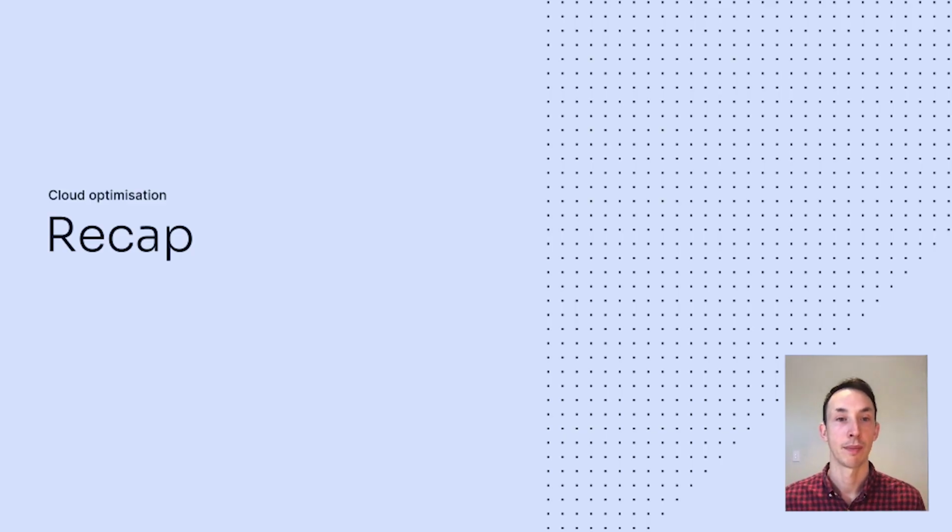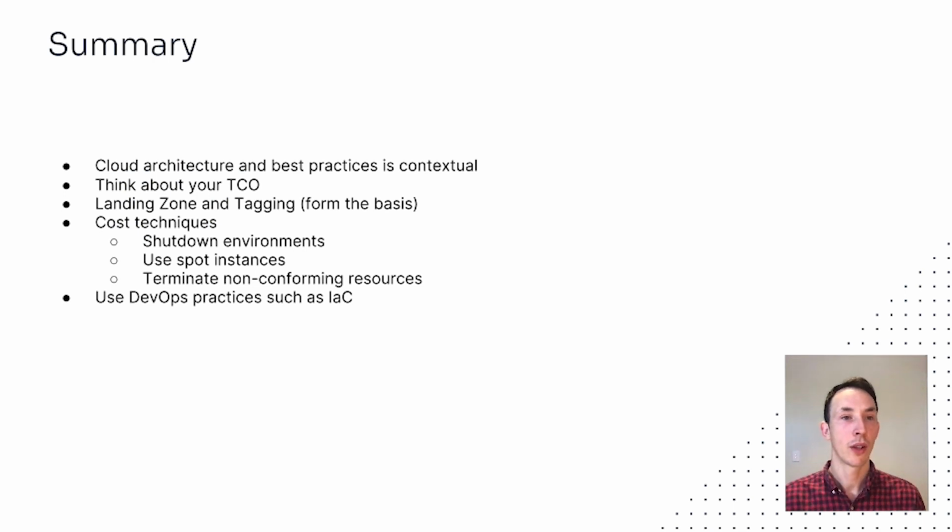Okay, so let's recap. So we talked a bit about cloud architecture and how we approach projects, as well as the best practices in the cloud. And obviously this is all contextual. Everyone's going to be different. Once we sort of get the context and those architecture principles in place, we then need to think about, well, what is our total cost of ownership and how can we review and continually evaluate the reliability, the performance, and the cost efficiency of those solutions.